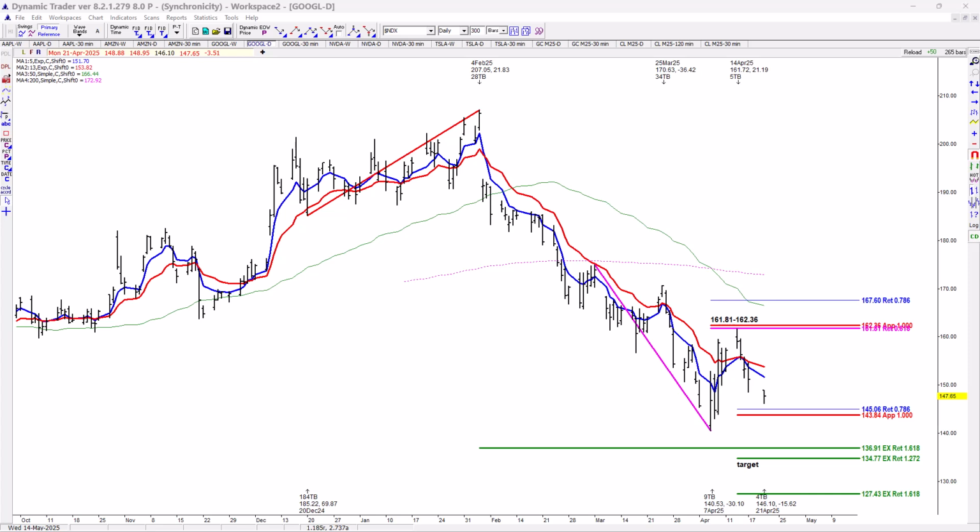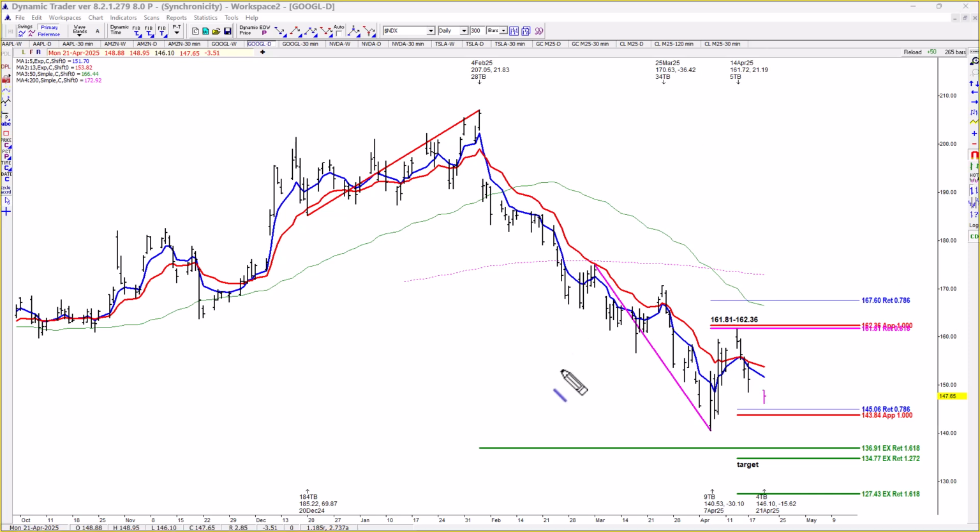In today's video, we're going to go through a recent setup. It was about a week ago in the chart of Google. Okay, this is the daily chart of Google. But then I want to talk about taking it from one decision to the next. First, let's go over what the setup was.